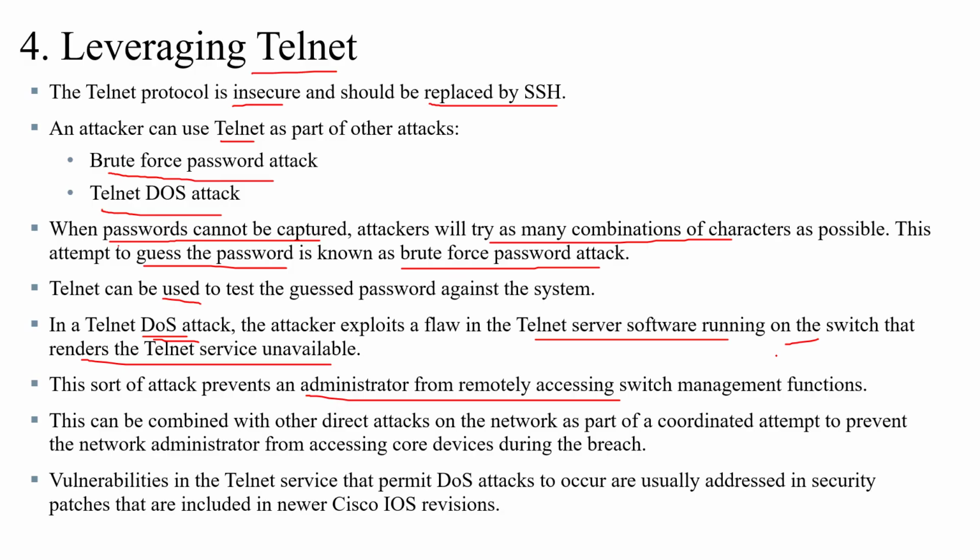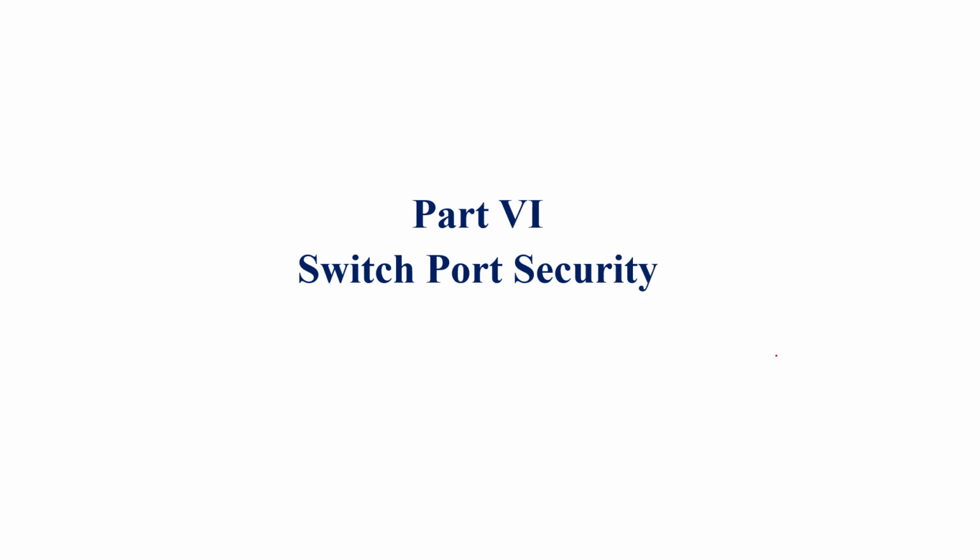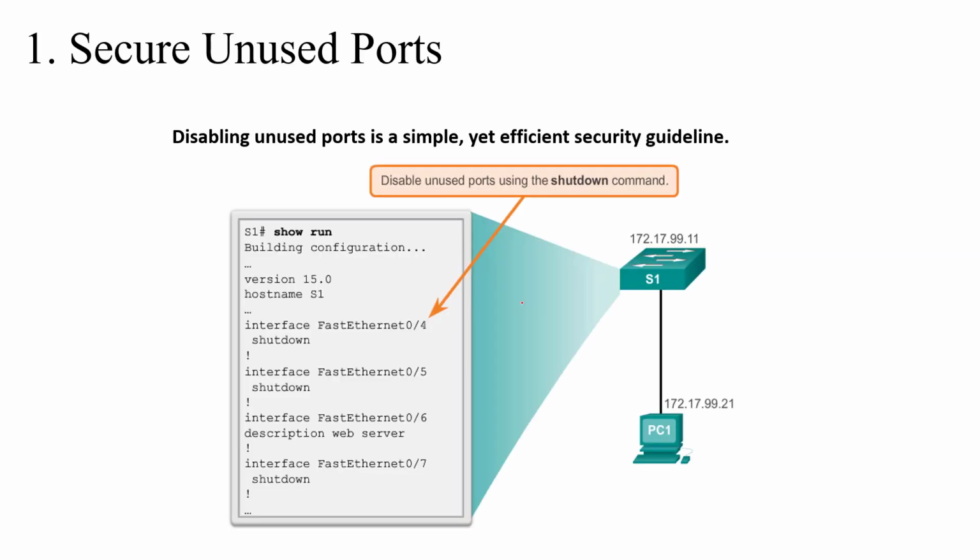So how can you avoid all these types of attacks? To avoid them, you can use a concept called switch port security. That means each and every port, FastEthernet 0/0, FastEthernet 0/1, 0/2, 0/3, can have some security. But in our lectures, port security is not properly covered. They are just giving some introduction, it's not given in depth. But anyway, we will see.